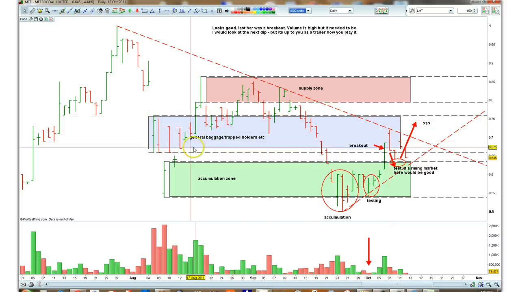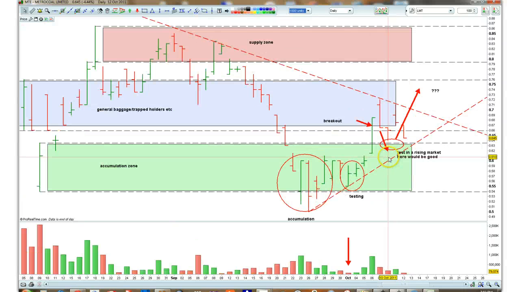So what you've got here is a whole heap of trapped holders. I've marked the high and low of this high volume bar here, and you've got trapped holders all in here that will just want to exit, who got caught on the wrong side of the trade. Next bar then tests, then they gap up. I'll just get rid of this blue so we can see the bar.